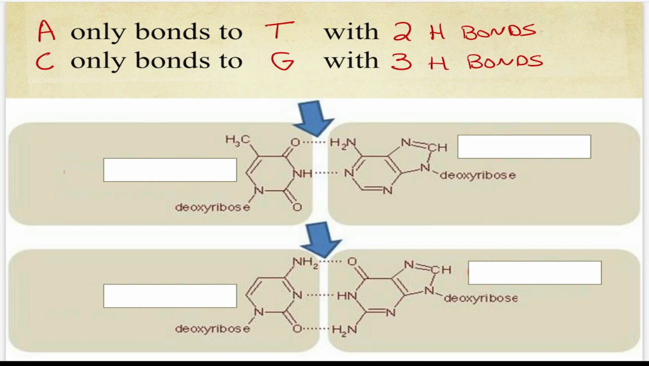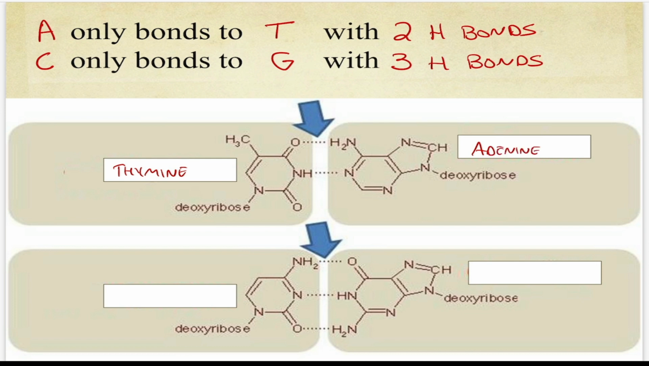So my question to you is, which one is this? There's 2 bonds, so it's either an A or a T. So how do I figure out which one this one is? Well, it is a single ring structure, so it's a pyrimidine. Of these two, which one is the pyrimidine? Thymine has the Y in it, so I can figure out which one is which. So if that's thymine, then this one has to be adenine.